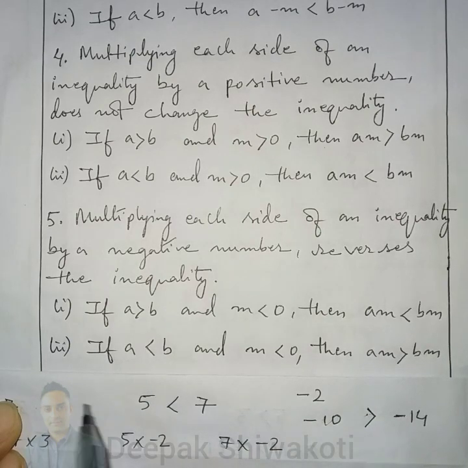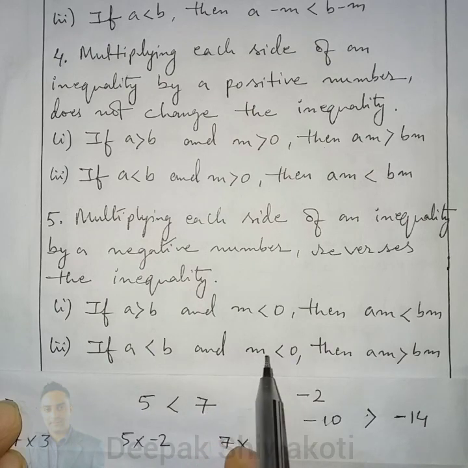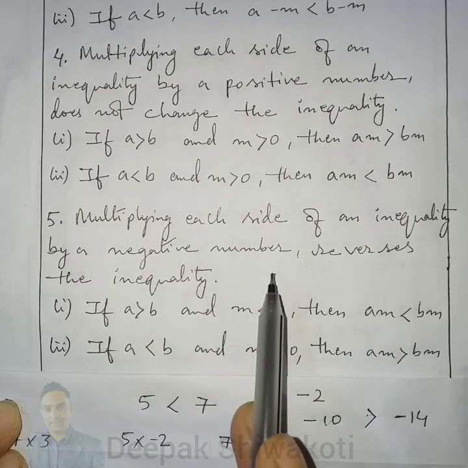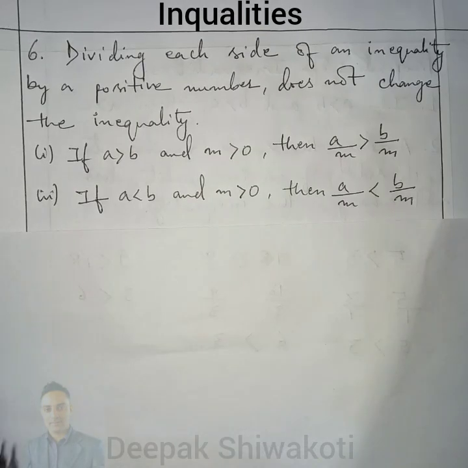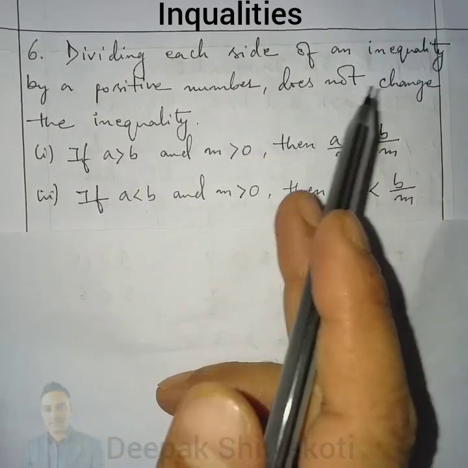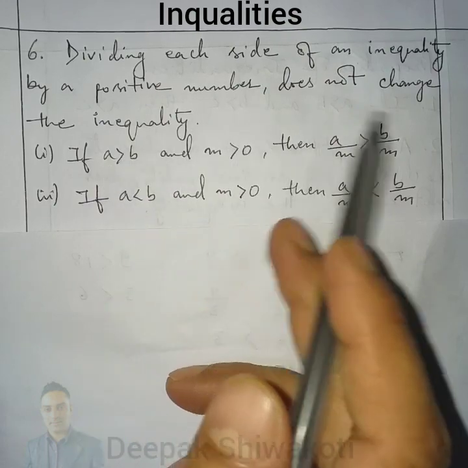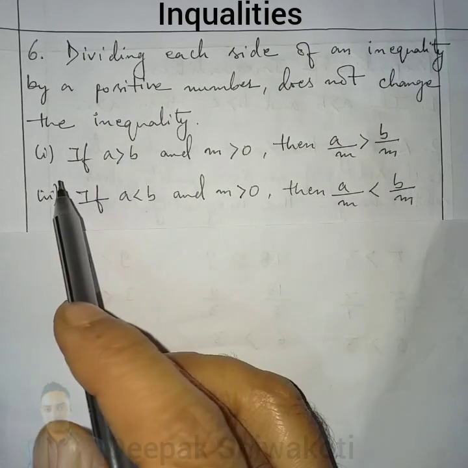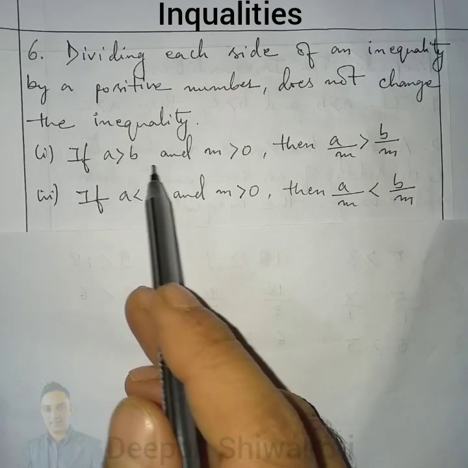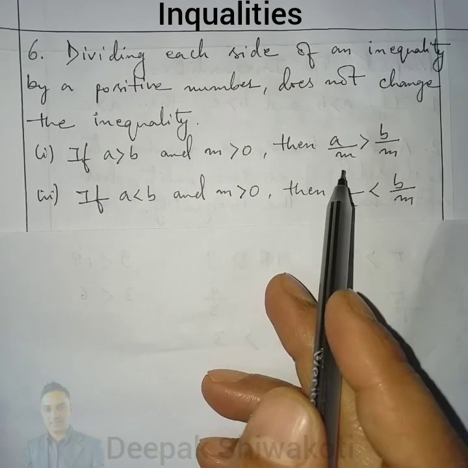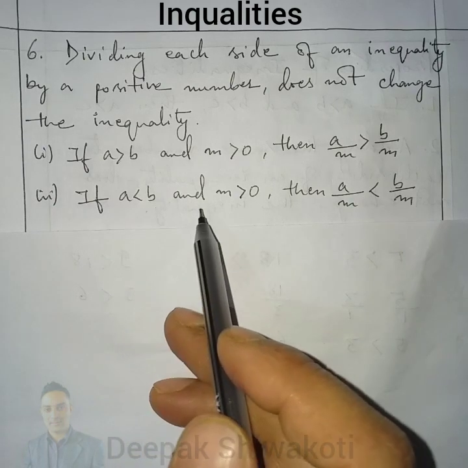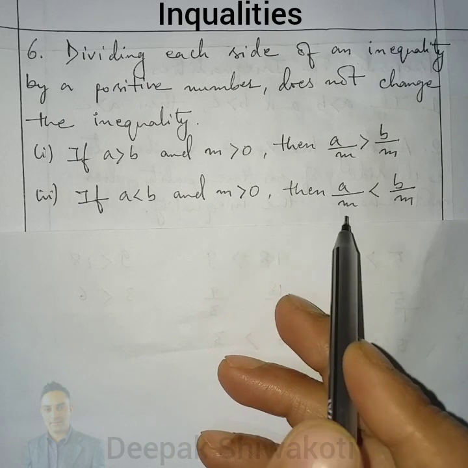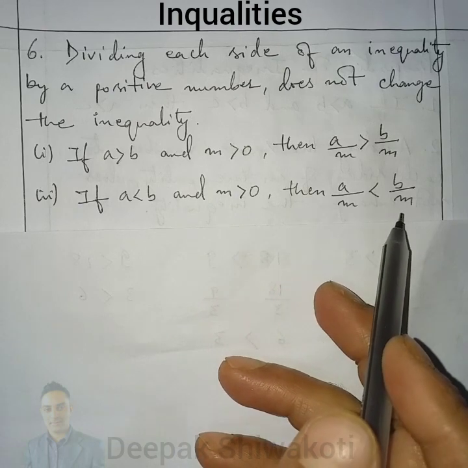So this point, number 5, is important to remember. When we multiply each side of the inequality by a negative number, the sign of inequality will reverse. Number 6: dividing each side of an inequality by a positive number does not change the inequality. Number 1: if a is greater than b and m is greater than 0, then a by m is greater than b by m. Number 2: if a is less than b and m is greater than 0, then a by m is less than b by m.